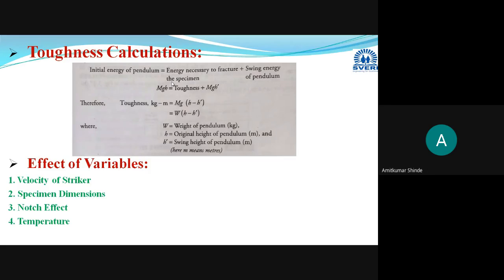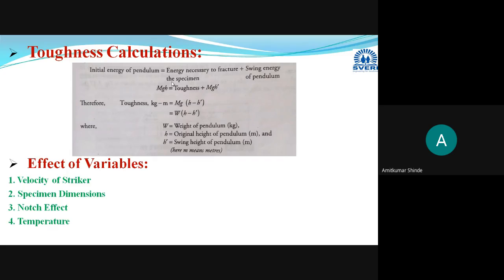If the striker's velocity is more, then it shows the wrong reading or it decreases the impact resistance of that particular material. If more velocity is used, it will show you wrong readings of the impact resistance of that material. So this is the first factor. Then the second factor is the dimensions of the specimen. You have to consider the dimensions of the specimen when you are using the standard specimens.